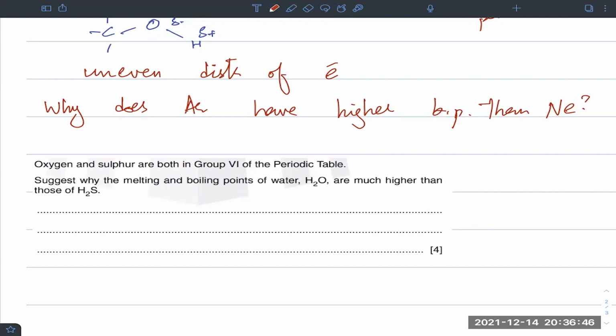Okay. So the reason that water has hydrogen bonding and H2S does not is because there is a greater difference in electronegativity between oxygen and hydrogen than the difference between sulfur and hydrogen, which leads to there being hydrogen bonding in water, which leads to it having stronger forces that need more energy to overcome and all that.